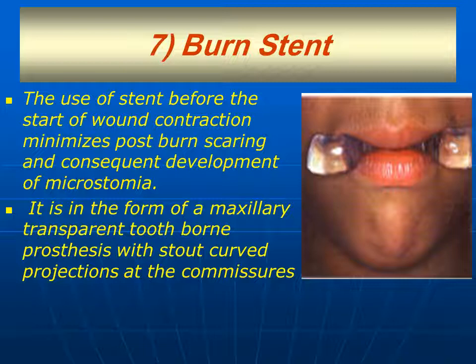It is in the form of a maxillary transparent tooth-borne prosthesis. That's to say, it covers the teeth when it is placed in the mouth and has two stout curved projections coming out from the mouth at the commissures.